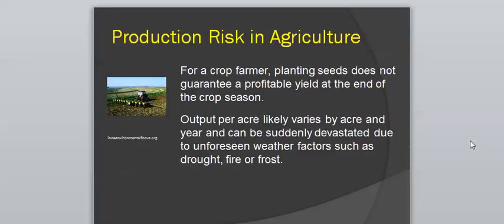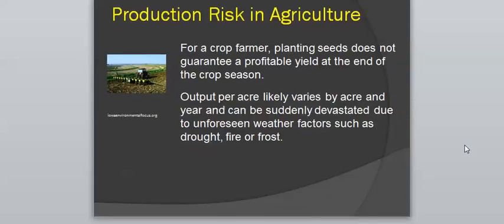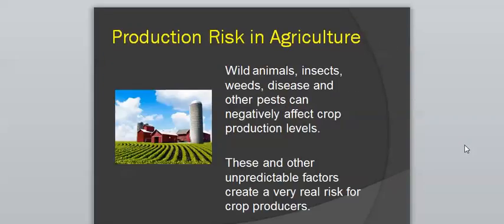For a crop farmer, planting seeds does not guarantee a profitable yield at the end of the year. Output per acre likely varies by acre and year and can be suddenly devastated due to unforeseen weather factors such as drought, fire, frost. Wild animals, insects, weeds, disease, and other pests can negatively affect crop production levels. These and other unpredictable factors create a very real risk for crop producers.